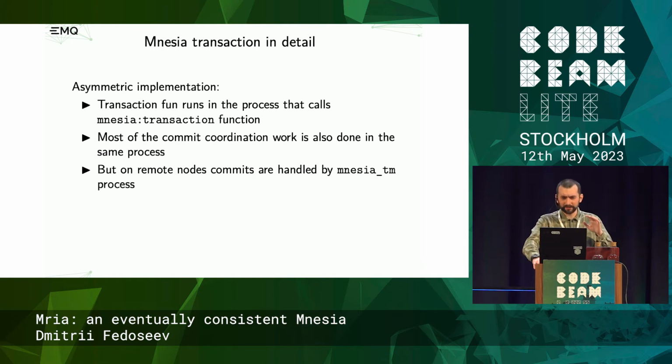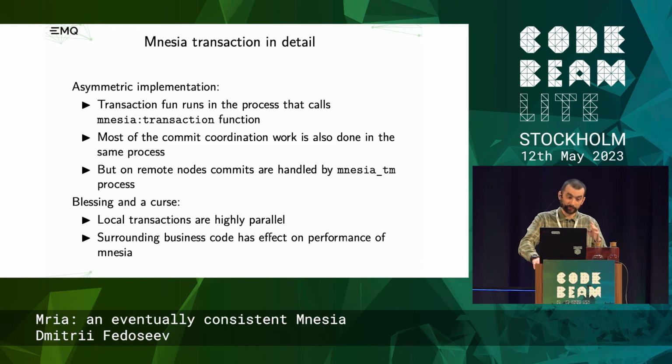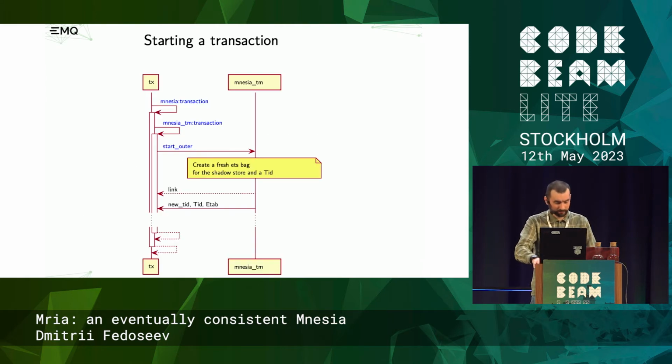When a process starts a transaction, most of Mnesia logic runs in the very same process, including running transaction fun and two-phase commit flow. But on the remote nodes, the steps are handled in a dedicated gen server called Mnesia TM. It makes transactions highly parallel, it's a plus, but on the other hand, it makes performance of Mnesia dependent on the surrounding business code in rather unexpected ways.